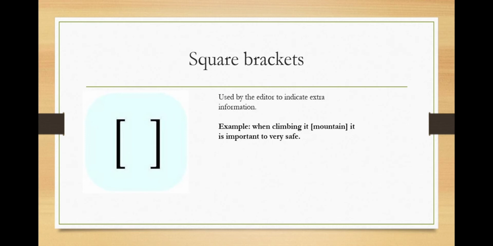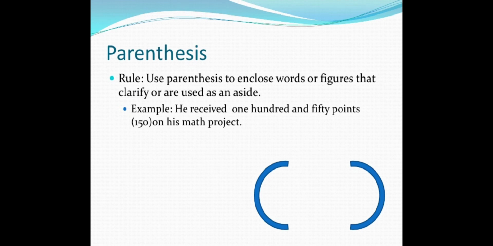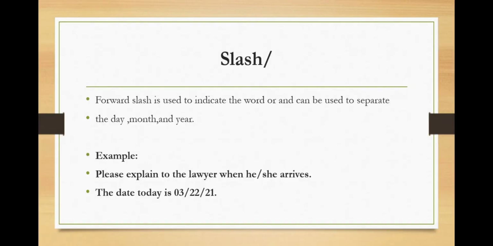Example: When climbing a mountain, it is important to [be] very safe. Parentheses: use parentheses to enclose words or figures that clarify or are used as an aside. Example: He received 150 points (150) on his math project. Slash: the forward slash is used to indicate the word "or" and can be used to separate the day, month, and year. For example: Please explain to the lawyer when he/she arrives. The date today is March 22, 2021.